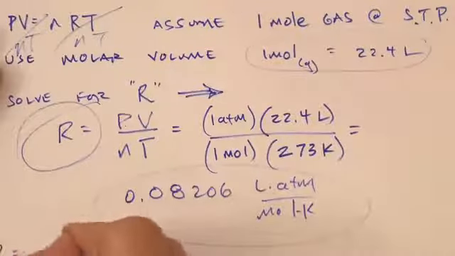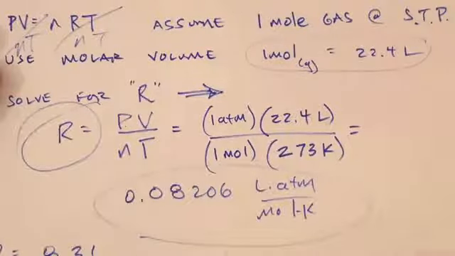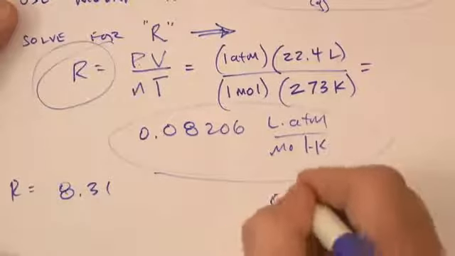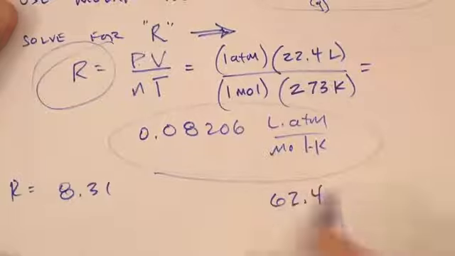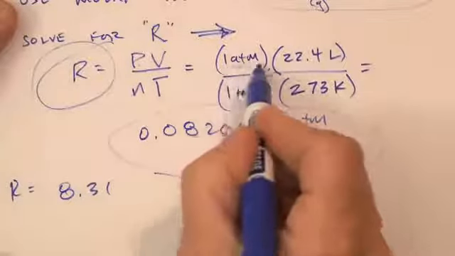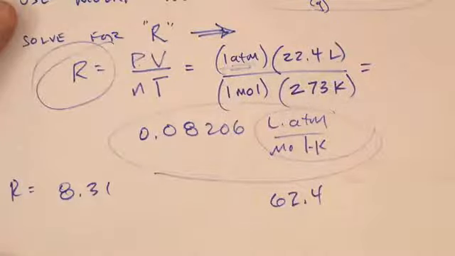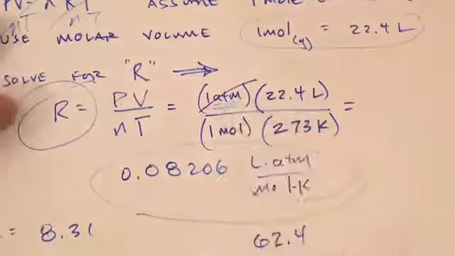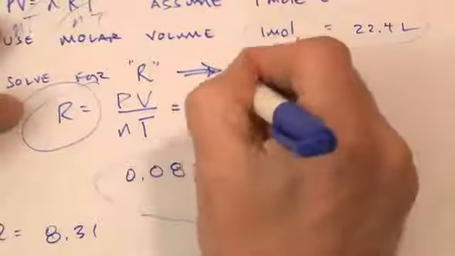Remember, R is also equal to 8.31, and then R is also equal to, at times when we use it, 62.4. Why do we have 3 different values for R? Well, it all comes down to the units. Remember, we used atmospheres for pressure. Well, what happens if we use the standard pressure in kilopascals?